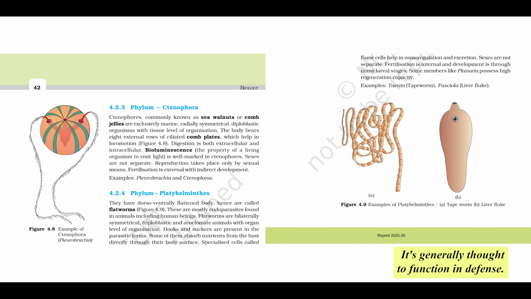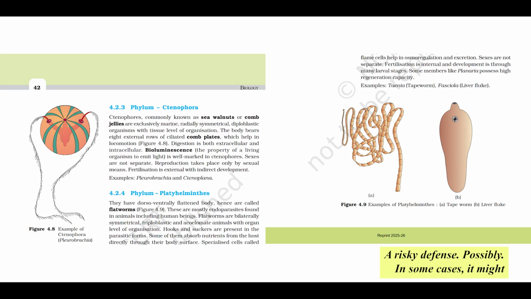It's generally thought to function in defense. A sudden flash of light when disturbed might startle or confuse a potential predator, allowing the ctenophore to escape. Some suggest it might act as a burglar alarm. Lighting up might attract a larger predator that would then prey on the initial attacker.